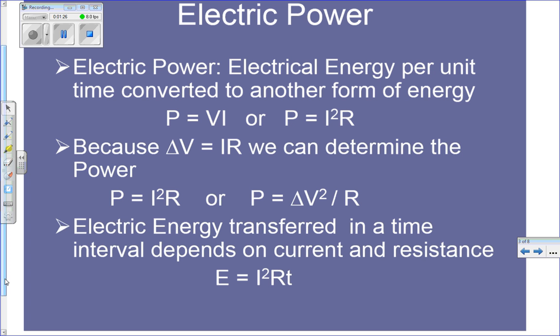Electric power, again, is the electrical energy per unit of time that is converted into another form of energy. So again, power, we used to define as work divided by time. The other definition was the amount of energy transferred per unit of time. So when we talk about electrical power, we're talking about electrical energy transferred per unit of time. Power is equal to the voltage times the current.